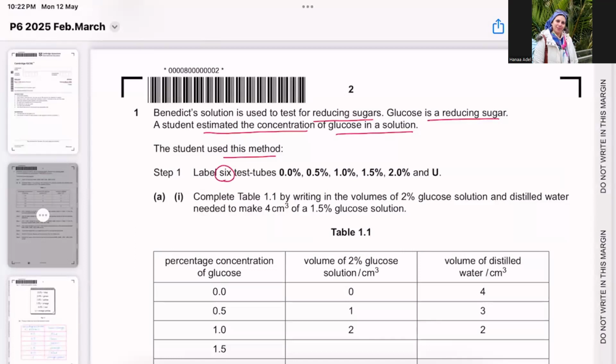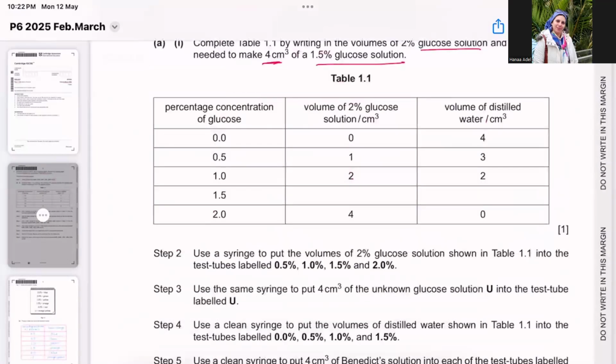Label 6 test tubes: 0%, 0.5, 1, 1.5, 2, and unknown concentration. Complete the table by writing the volume of 2% glucose solution and distilled water needed to make 4 cubic centimeter of 1.5% glucose solution. In front of us, the percentage concentration of glucose, the volume of 2% glucose solution per cubic centimeter, and the volume of distilled water by cubic centimeter.